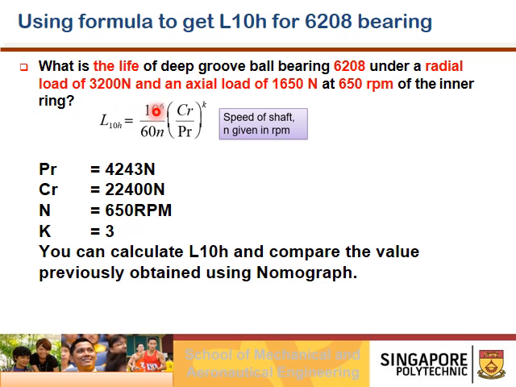Of course, you can use the formula to calculate your L10h for the 6208 bearing, to find when it will fail. You can calculate using the formula and compare it with the value you obtained from the nomograph. You will realize that the 3,750 hours should be somewhere around that value. But the equation will have better accuracy compared to the nomograph. So we can do that and compare with the nomograph reading of bearing life in hours.